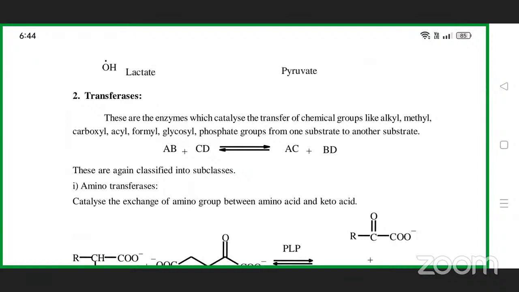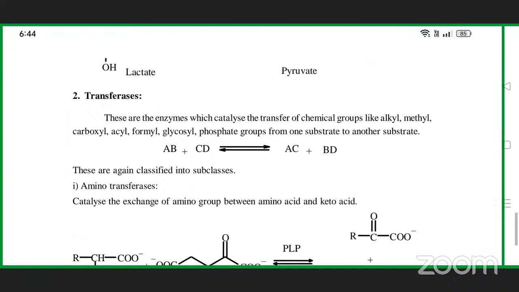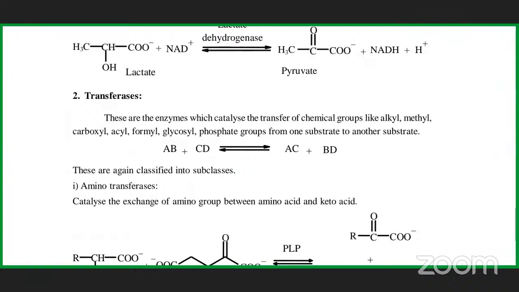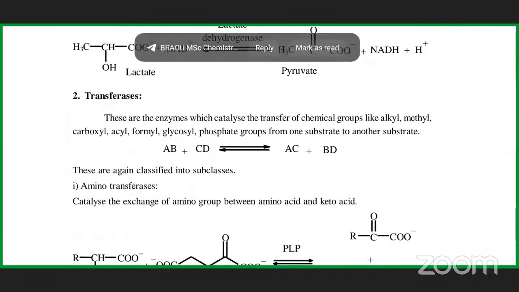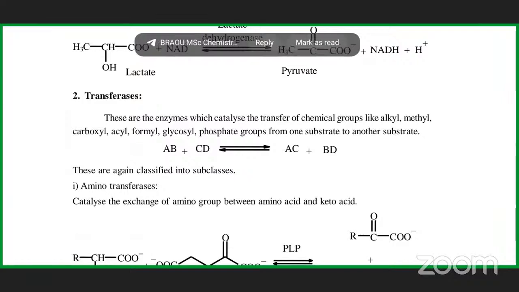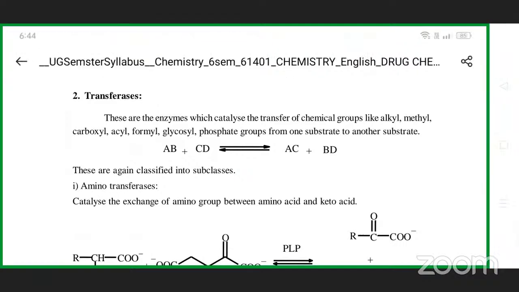Here you see A plus B plus CD, giving AC plus BD. So the exchange of the groups or atoms takes place here.